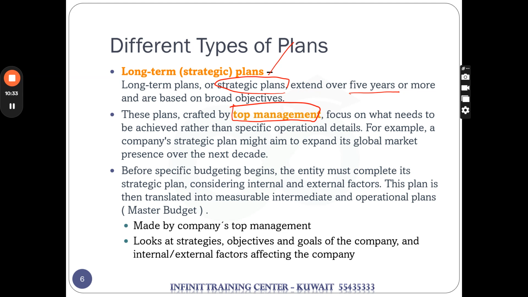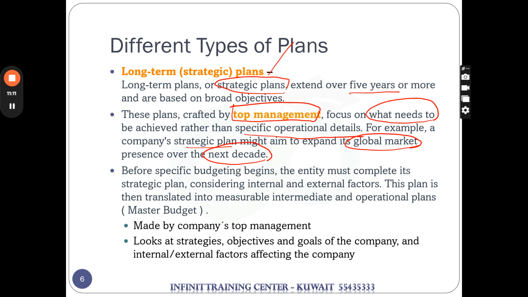And what is the focus? What needs to be achieved? But there are no details. There are no specific operational details on how it should be done. That will not be there in long-term plans. As an example, a company's strategic plan might aim to expand its global market within the next decade. That is a strategic plan, but there are no details.